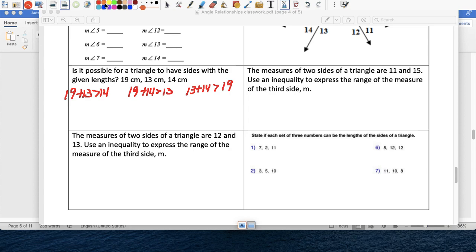Well, let's see if it's true for all three of them. 19 and 13 is 32. Is that greater than 14? Yes. 19 and 14 is 33. Is that greater than 13? Also yes. 13 plus 14 is 27. Is that greater than 19? Yes. So if all three are yes, yes, and yes, these three sides can be used to make a triangle.